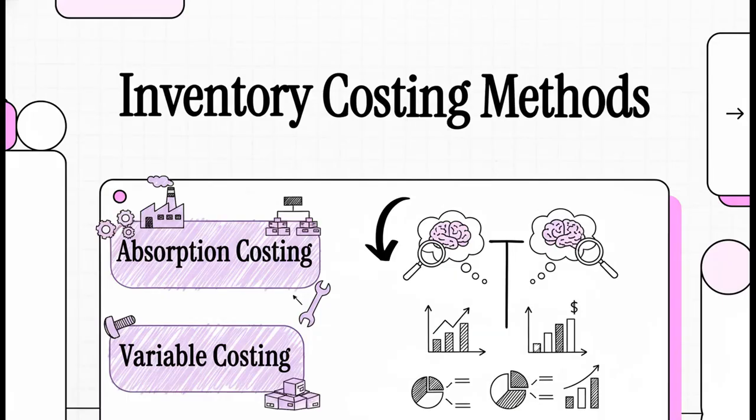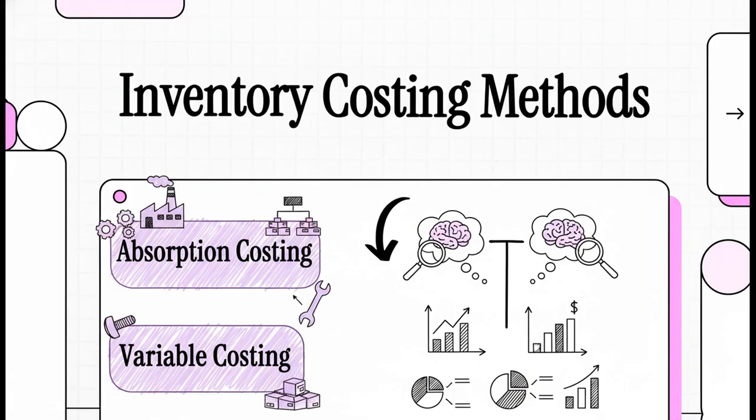Welcome. Let's delve into a fascinating question in managerial accounting. How can two perfectly legitimate accounting methods result in dramatically different profit figures for the very same company's performance? Today, we're going to conduct a rigorous examination of two key inventory costing methods, absorption costing and variable costing.